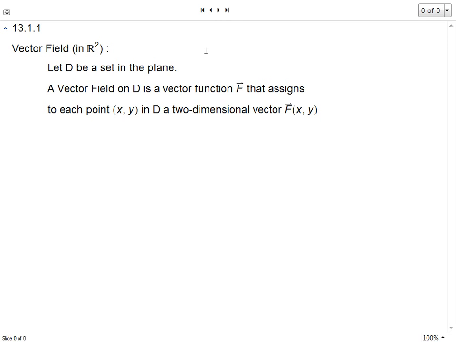Let D be a set in the plane. So a set, like we've had regions in the plane, let D be some set in the plane. A vector field on D is a vector function. So that's a capital F with that old vector symbol over it, right? That assigns to each point xy in the two-dimensional space a vector. So every point in the plane or every point in that region has assigned to it a vector.